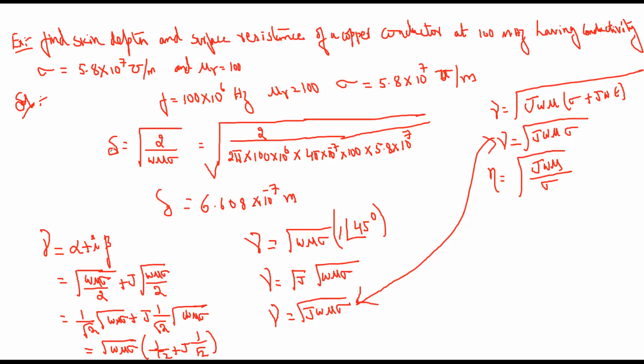Like that, so we'll get the delta is equal to, what is the delta I told? 1 by alpha or 1 by beta. What is alpha here? Now, alpha is equal to what? Omega mu sigma by 2. The reverse, it is under root of 2 by omega mu sigma.